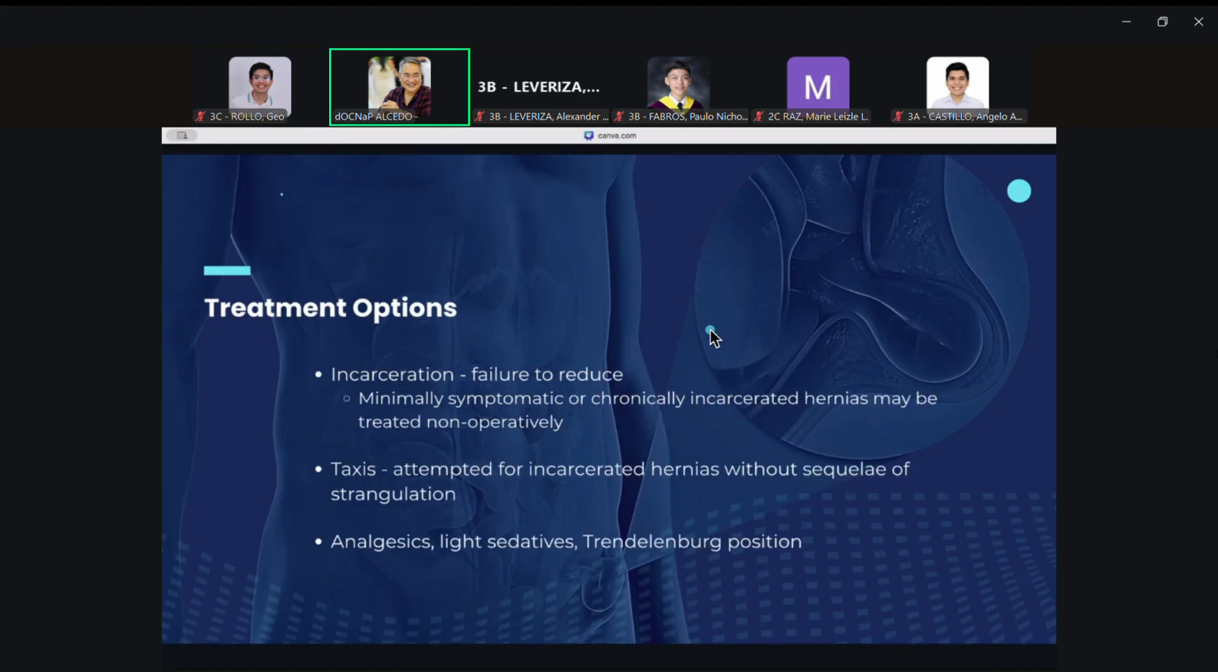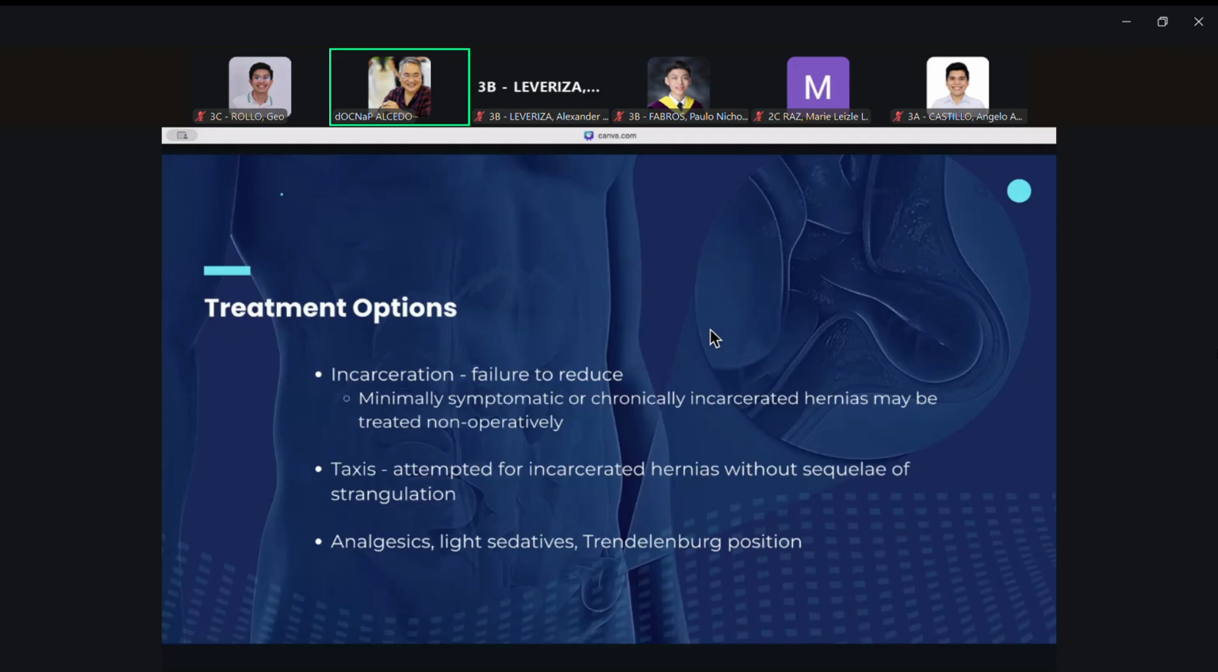Now, incarceration is when there is a failure to reduce the hernia, okay? Patients will come to you and say that they have a bulge which is precipitated by exertion, but would spontaneously or can be manually reduced when they lie down. So this is just incarceration with the ability to reduce it.